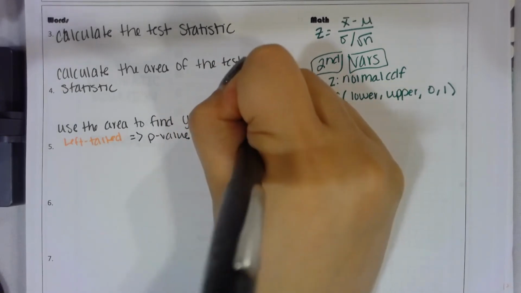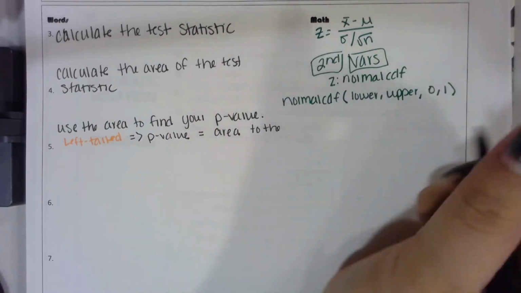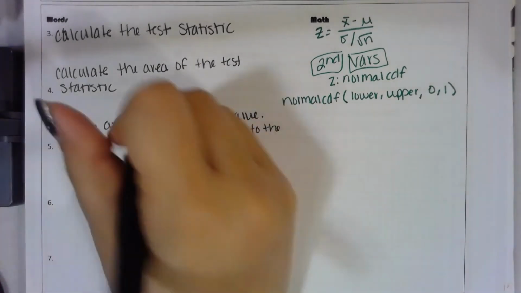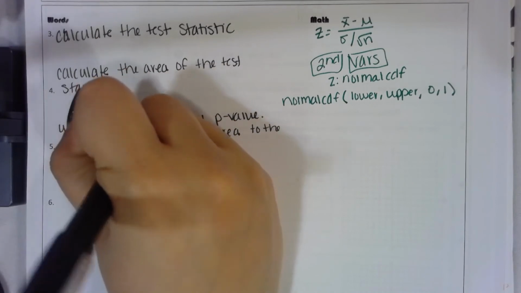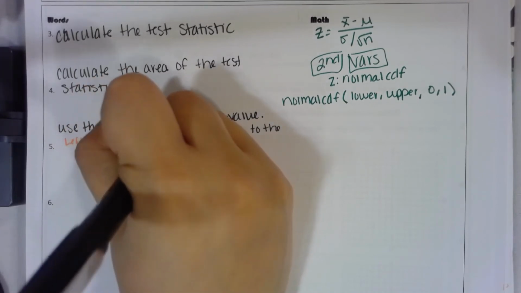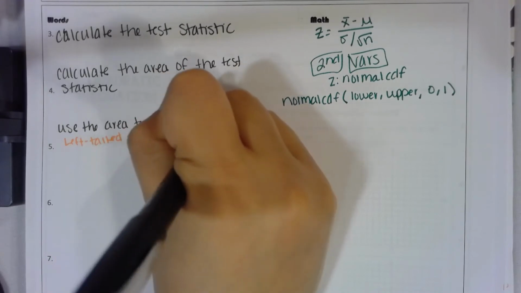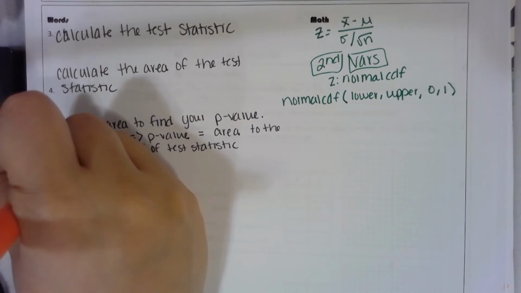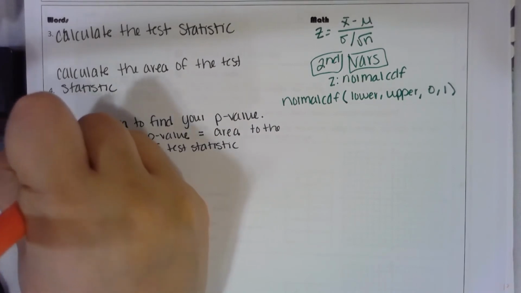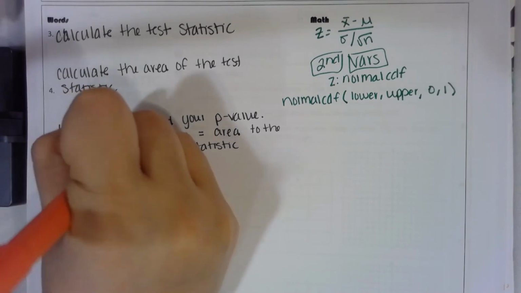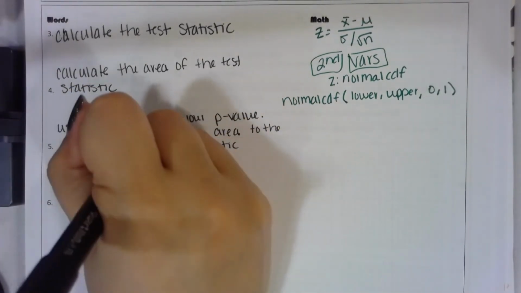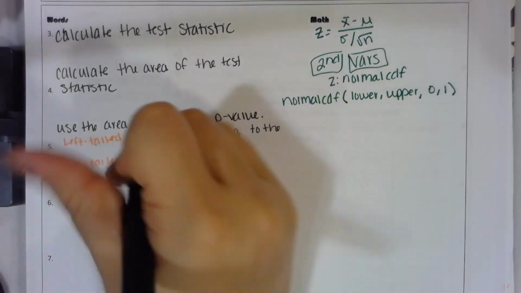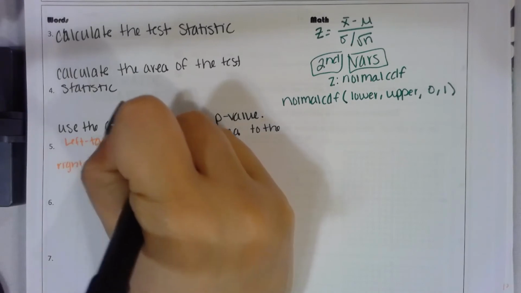And then if you are a two-tailed test, then your p-value is equal to 2 times the area of the test statistic. I'm going to write that one right there. Alright. That just depends on what kind of a test you are.